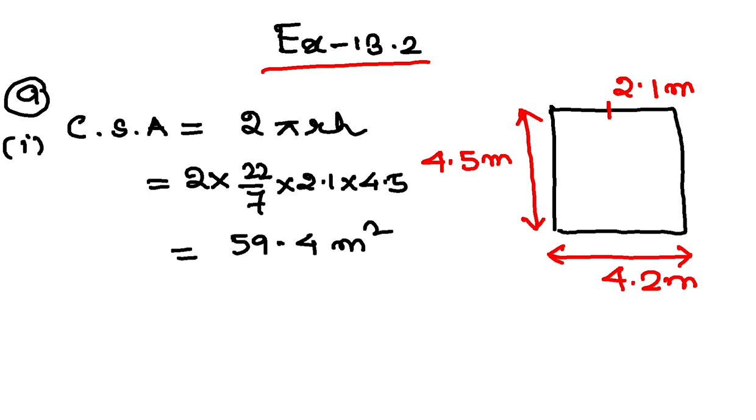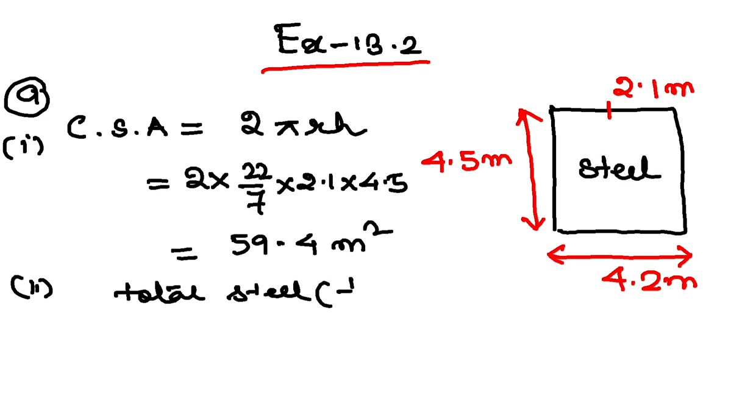The second part is very interesting. In the second part, they are saying out of the total steel that is used to make the tank. Okay, this tank is obviously made of steel, isn't it? So the total steel that is used, 1/12 of that is wasted.